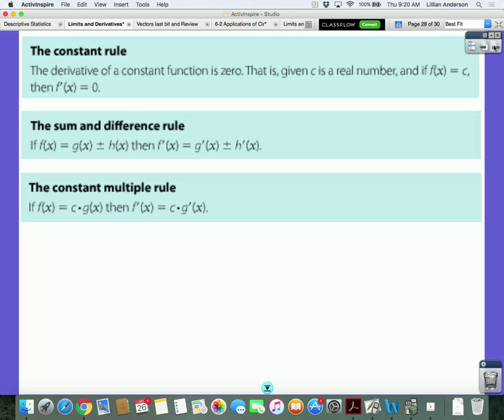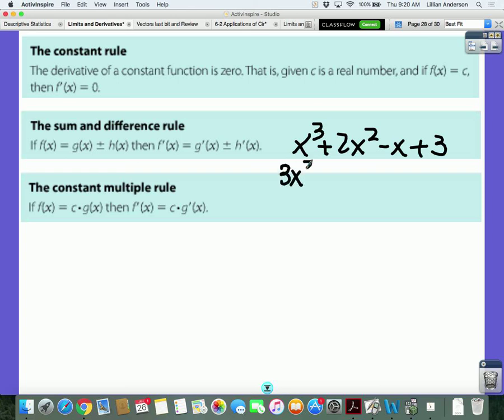Sum and difference basically says when you have multiple pieces of a function, such as x to the 3rd plus 2x squared minus x plus 3, you basically are taking the derivative of each individual single term. Okay? So if I wanted to find the derivative of this function, you would find the derivative of x to the 3rd, which is what?